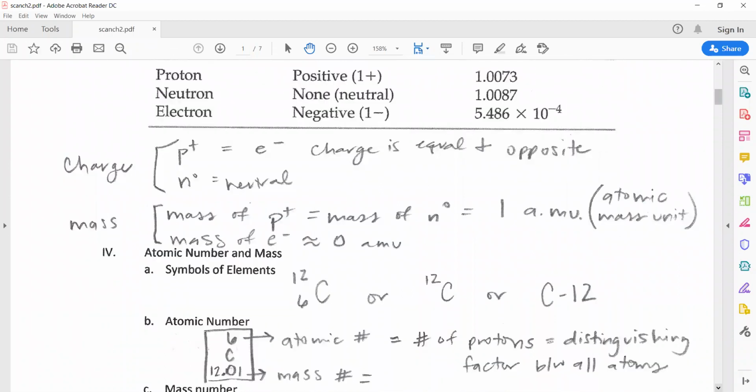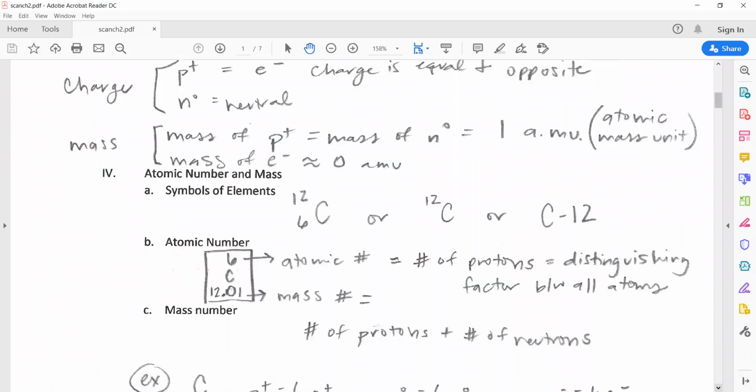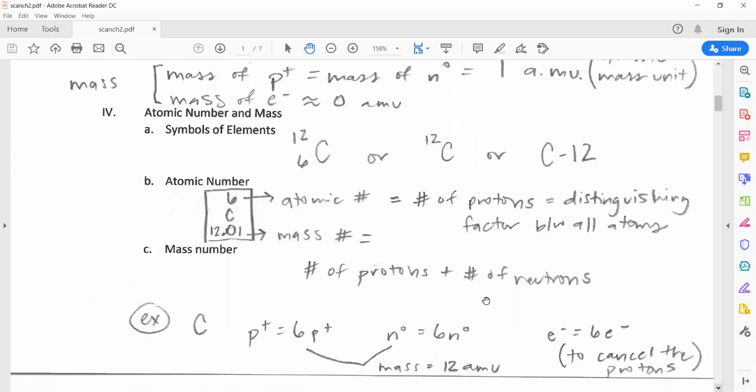So here if we look at atoms, for example, carbon on the periodic table, carbon looks like this right here on the periodic table, where it has a number above it, which is 6. The numbers above are called atomic numbers. They tell you the number of protons in that atom, and that is different for every single atom. So it's the distinguishing factor between all atoms. So if you have 6 protons, you're automatically carbon, no questions.